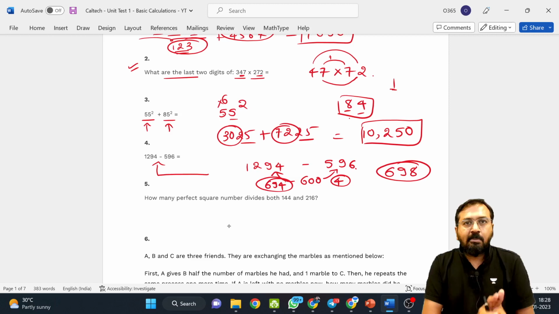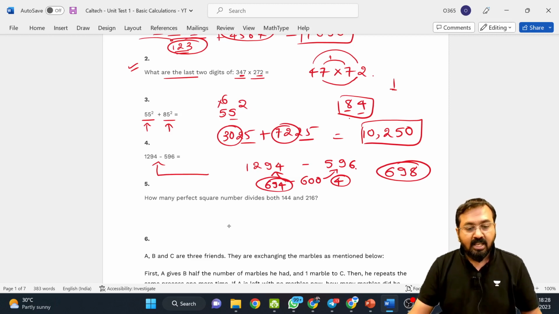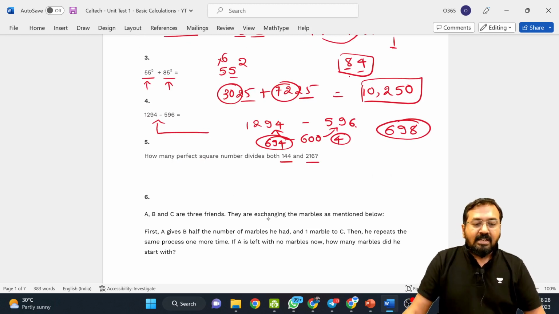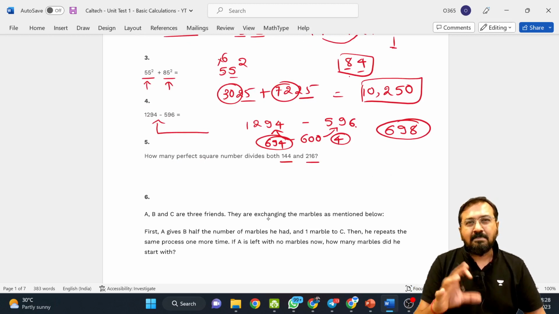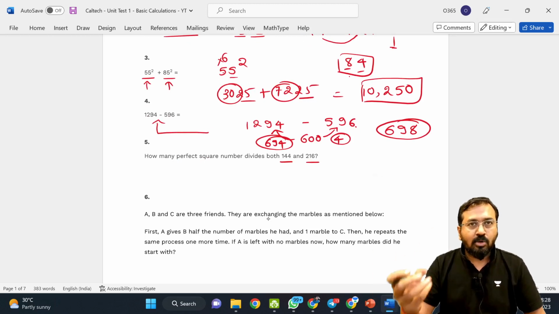You can keep one number as a reference in order to quickly subtract two numbers. Okay, now let's look at the next question. How many perfect square numbers divide both 144 and 216? Now guys, this is based on factors. In the first video, we haven't discussed the concept of factors, but you would remember the basics of factors.